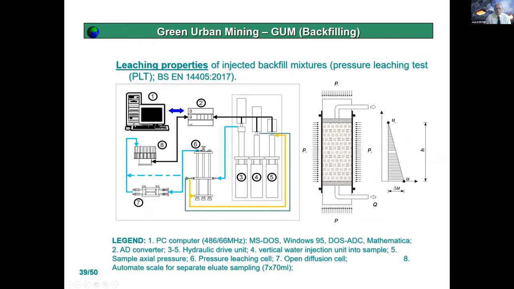So inside the triaxial cell, we have a sample. This sample is first compressed from all three directions. And then we pump the water, underground water. We took a sample of underground water and then made this leaching test.